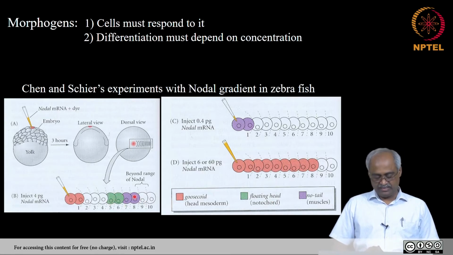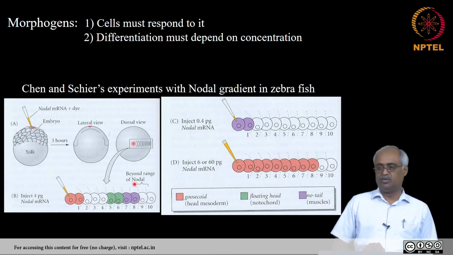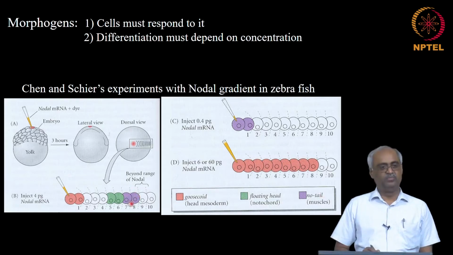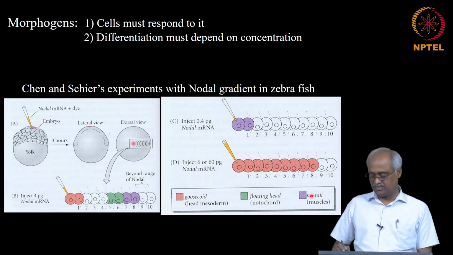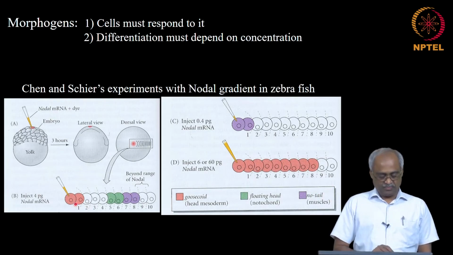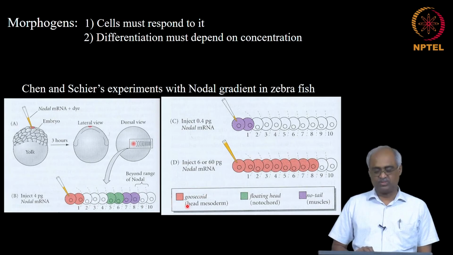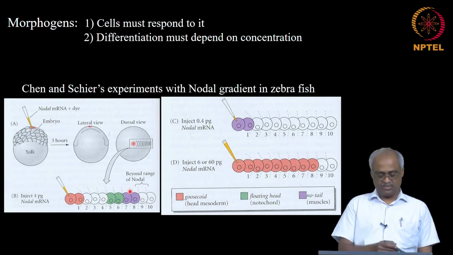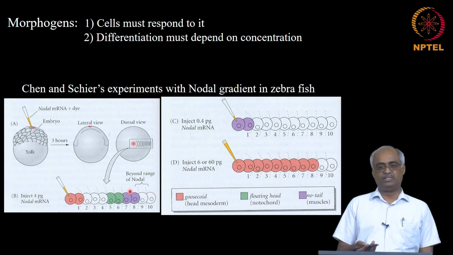And then adjacent cells to the right get much less nodal protein, and they are going to start expressing no tail, and they are going to become the muscles. Okay, no tail is the name of a protein there. All right. So the one that receives the highest concentration is going to express goosecoid, and that is going to make the head mesoderm. So if you swap these cells, then accordingly based on the nodal concentration their fates are going to be swapped as well.